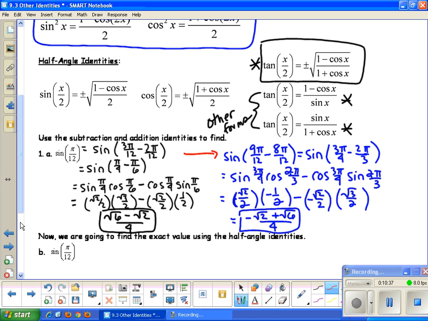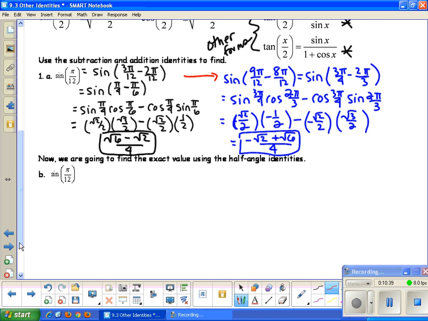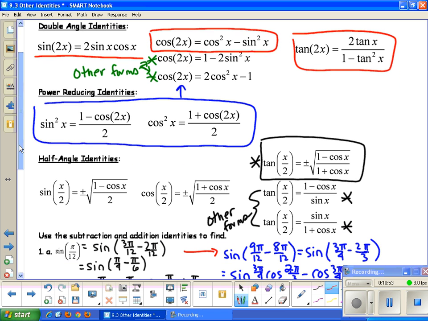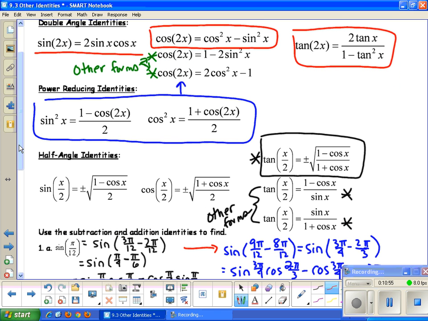So same thing. Now we are going to find the exact value using the half angle identities. So instead of using the addition or subtraction identities, we can also use the half angle identities to help us figure out what the sine of an angle is going to be. So before we do that, I want to go back up to here and look at the sine of x over 2 and the cosine of x over 2.